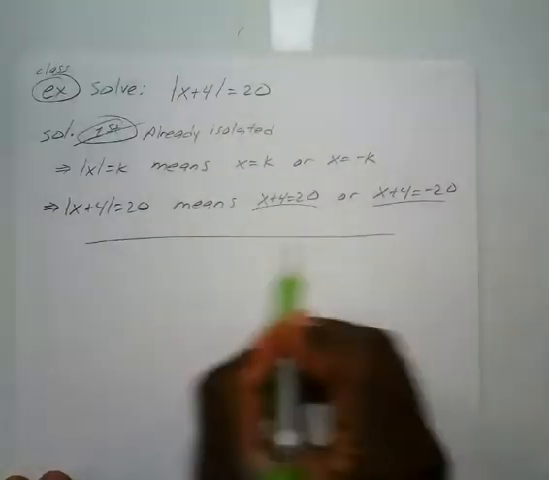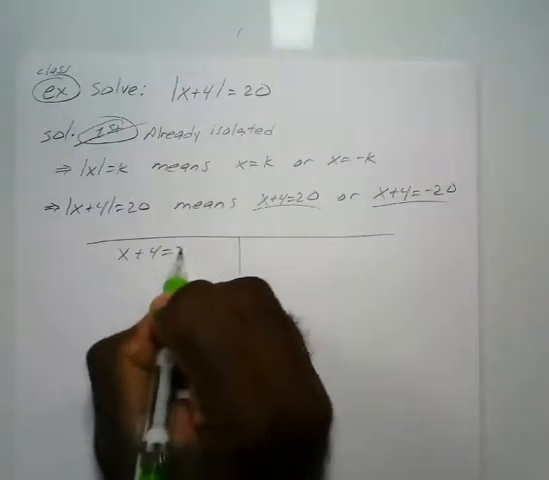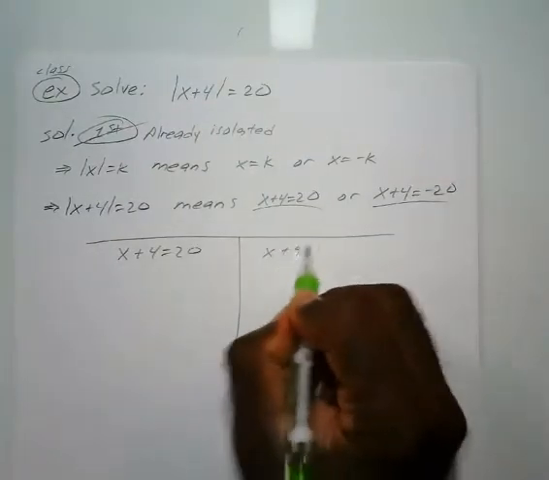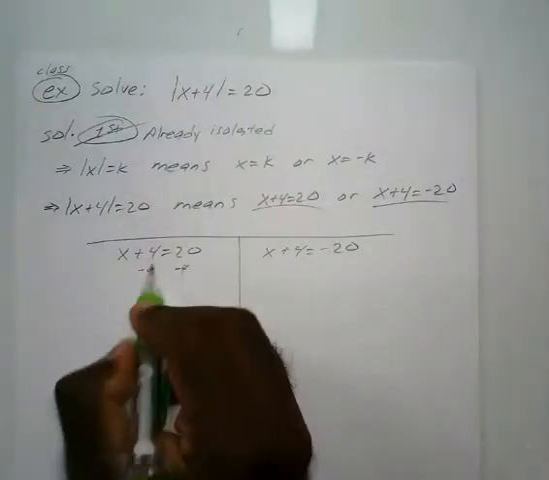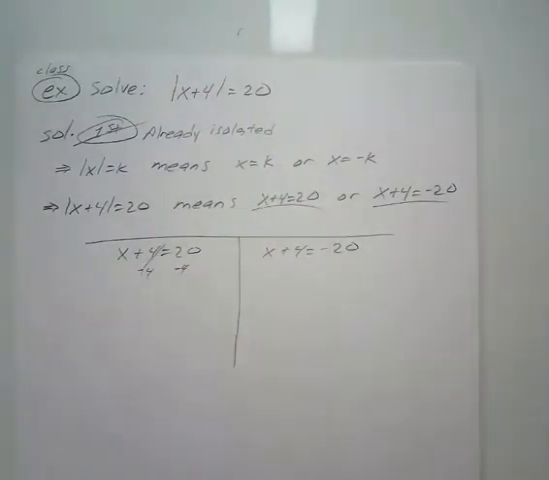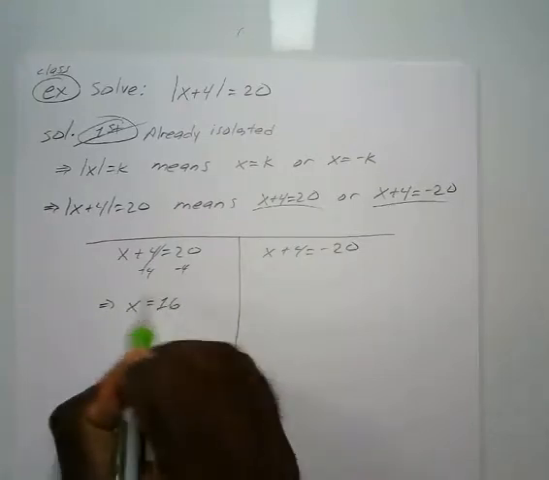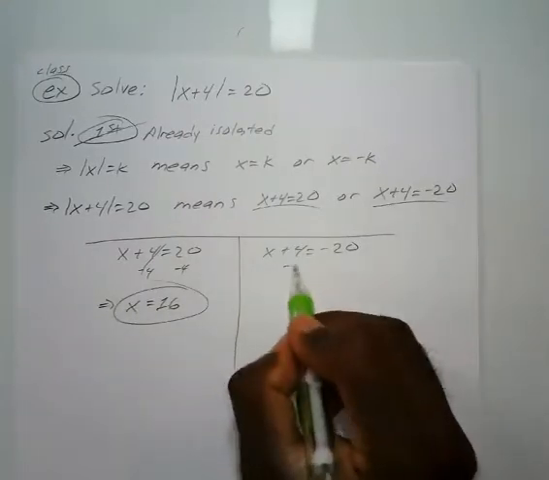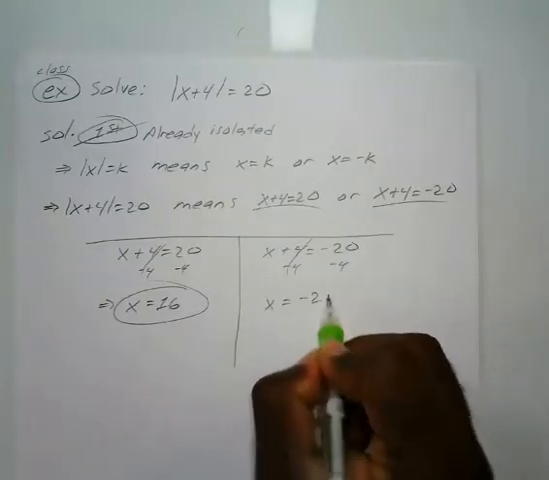Okay, so if we go ahead and solve those two, we have x plus 4 equals 20, and x plus 4 equals negative 20. We subtract 4 from both sides here. That gives us x equals 16. And if we subtract 4 from both sides here, that gives us x equals negative 24.